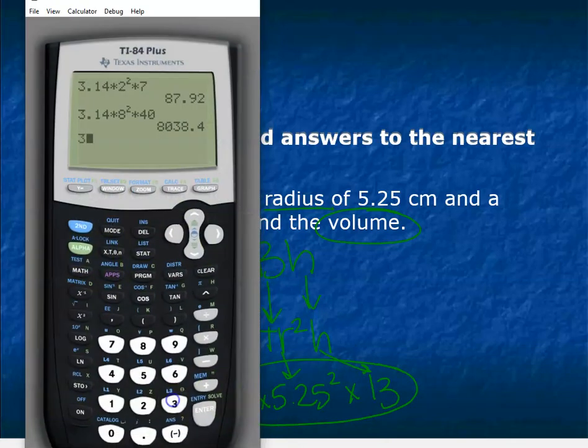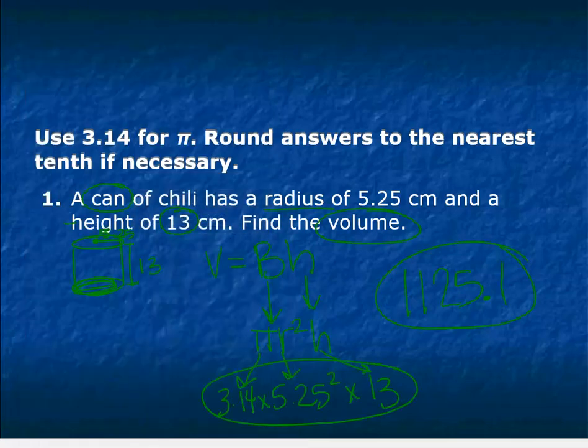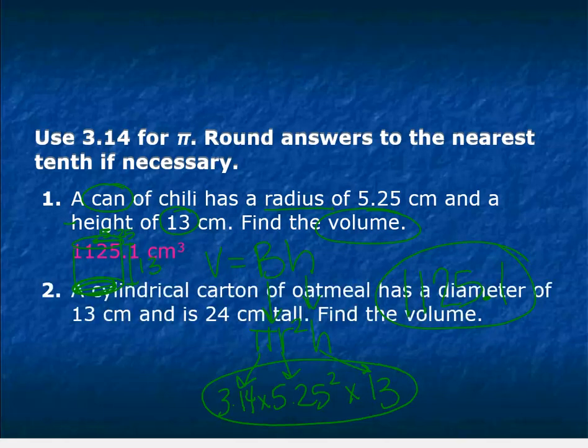Alright, so I have 3.14 times 5.25 squared times 13. And so my volume is 1,125, and I'm just going to put 0.1 just to round. Alright, let's look at our answer. That is correct. Alright, next question. You are definitely welcome to try it yourself. Please pause the video so you can go ahead and try it.